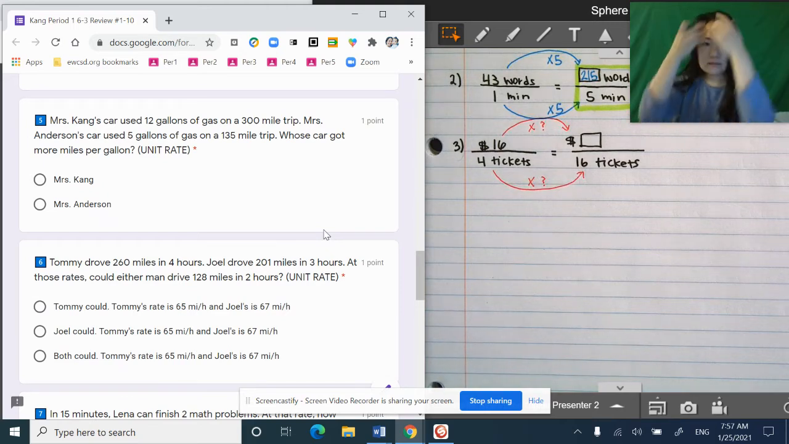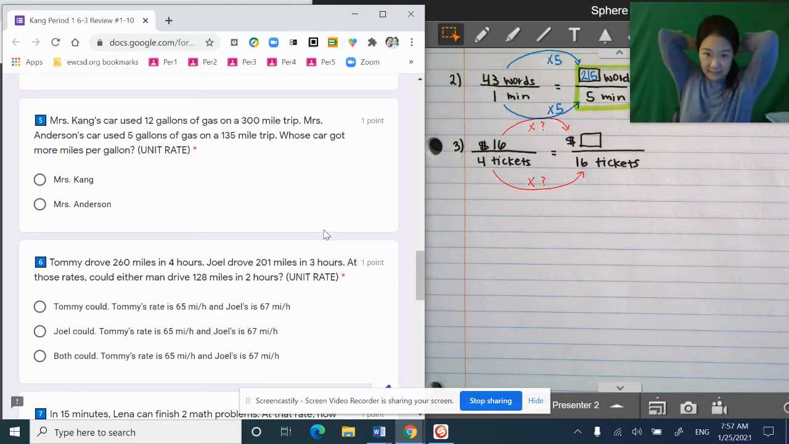Mrs. King's car used 12 gallons of gas on a 300-mile trip. Mrs. Anderson's car used 5 gallons of gas on a 135-mile trip. Whose car got more miles per gallon? And then it says, in parentheses, use unit rate.